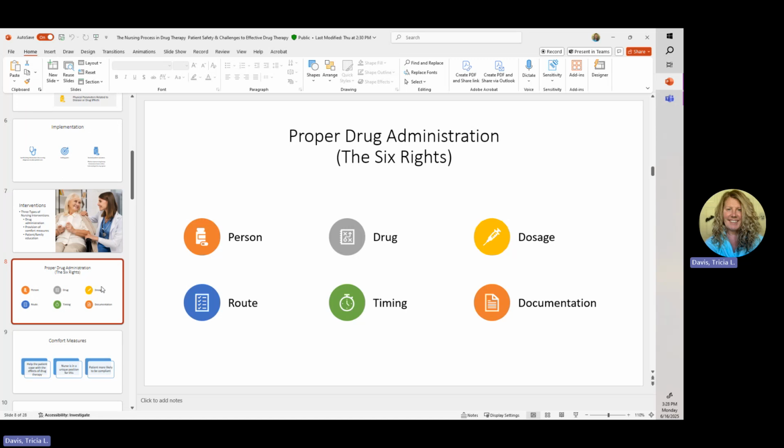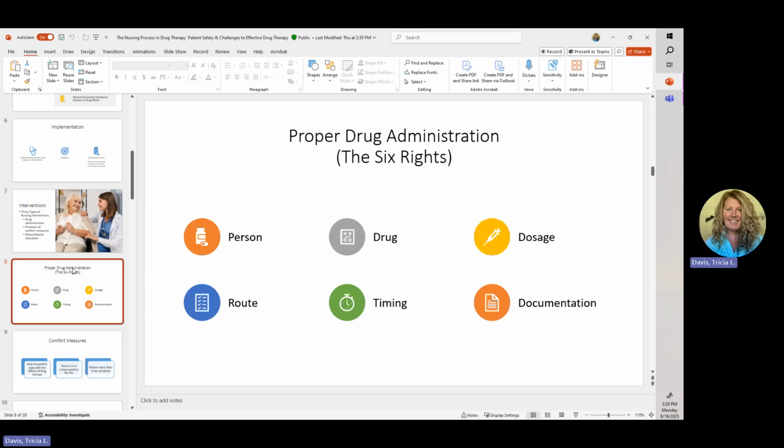Definitely thinking about proper drug administration, right? You guys need to know the 6 rights of the proper drug administration. This is definitely going to be on your exam. So this is the right person. This is the right drug or the medication. This is the right dosage. This is the right route.